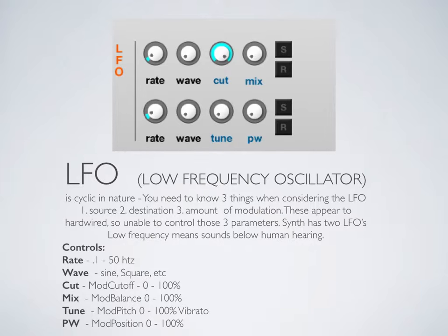LFO, low frequency, means below human hearing. And the settings for these are rate from 0.1 to 50 hertz, waveform, sine wave, square, cut, which is modulating the cutoff frequency, modulation balance from 0 to 100, modulation pitch, which is your vibrato setting, from 0 to 100, and PW, which is modulating pulse width, from 0 to 100. Again, I'm not exactly sure of all these settings, but hopefully I'll gain a better understanding after I get a hold of a manual.